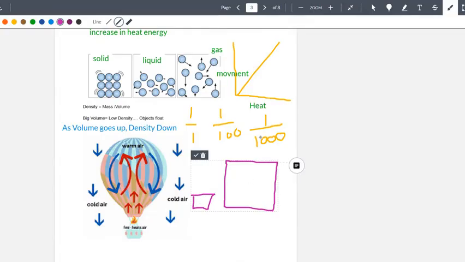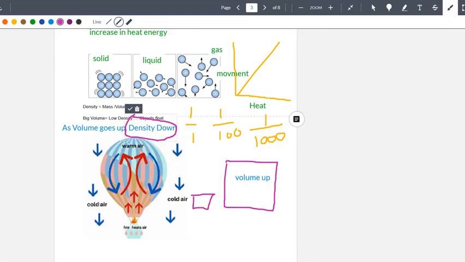And as the particles expand, the volume, I might start talking louder, I get excited about this. The volume goes up. If the volume goes up, the density goes down. And this is why hot air balloons fly. If I heat something up, the particles are going to float.